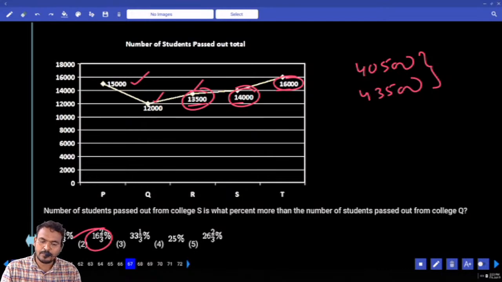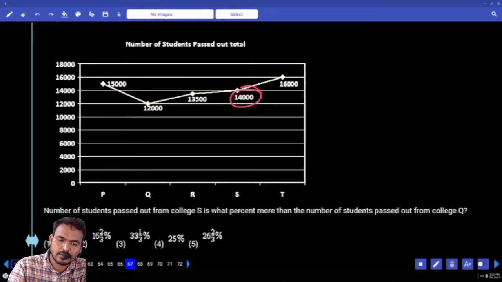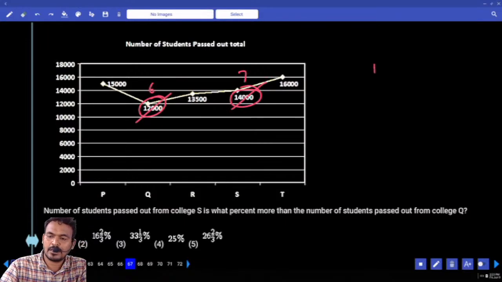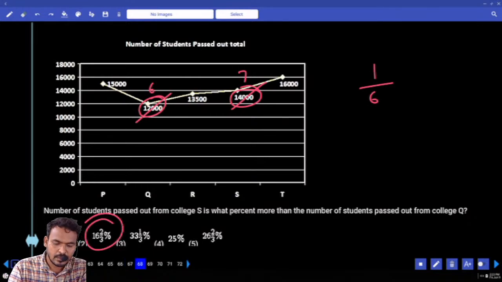Next question, number 67. The number of students passed out from college S is what percent more than the number of students passed out from college Q? College S how much? 14,000. College Q 12,000. What is the ratio? 6:7 or 7:6? How many parts are more? One part, 1 upon 6. What is the answer? 16 by 3%.